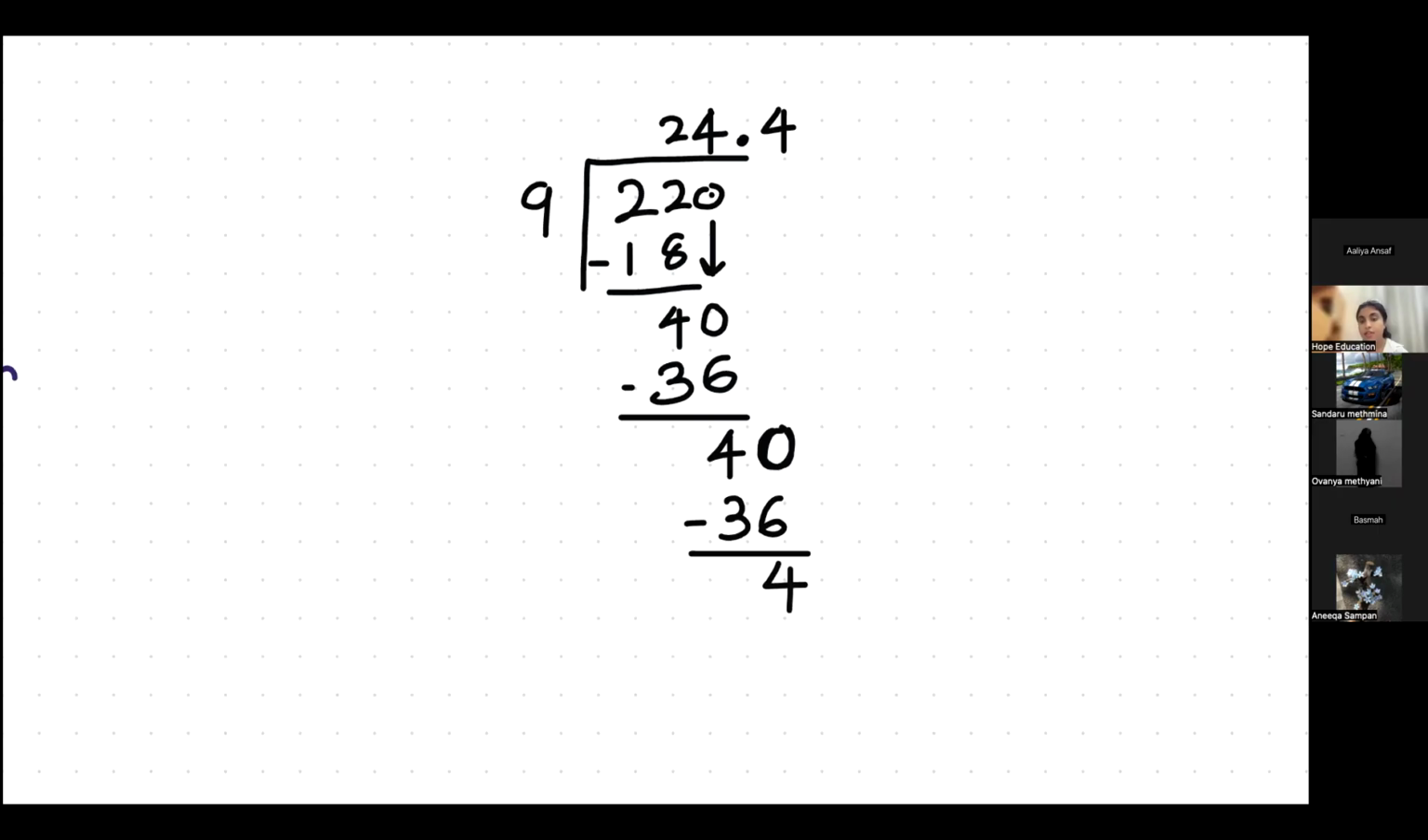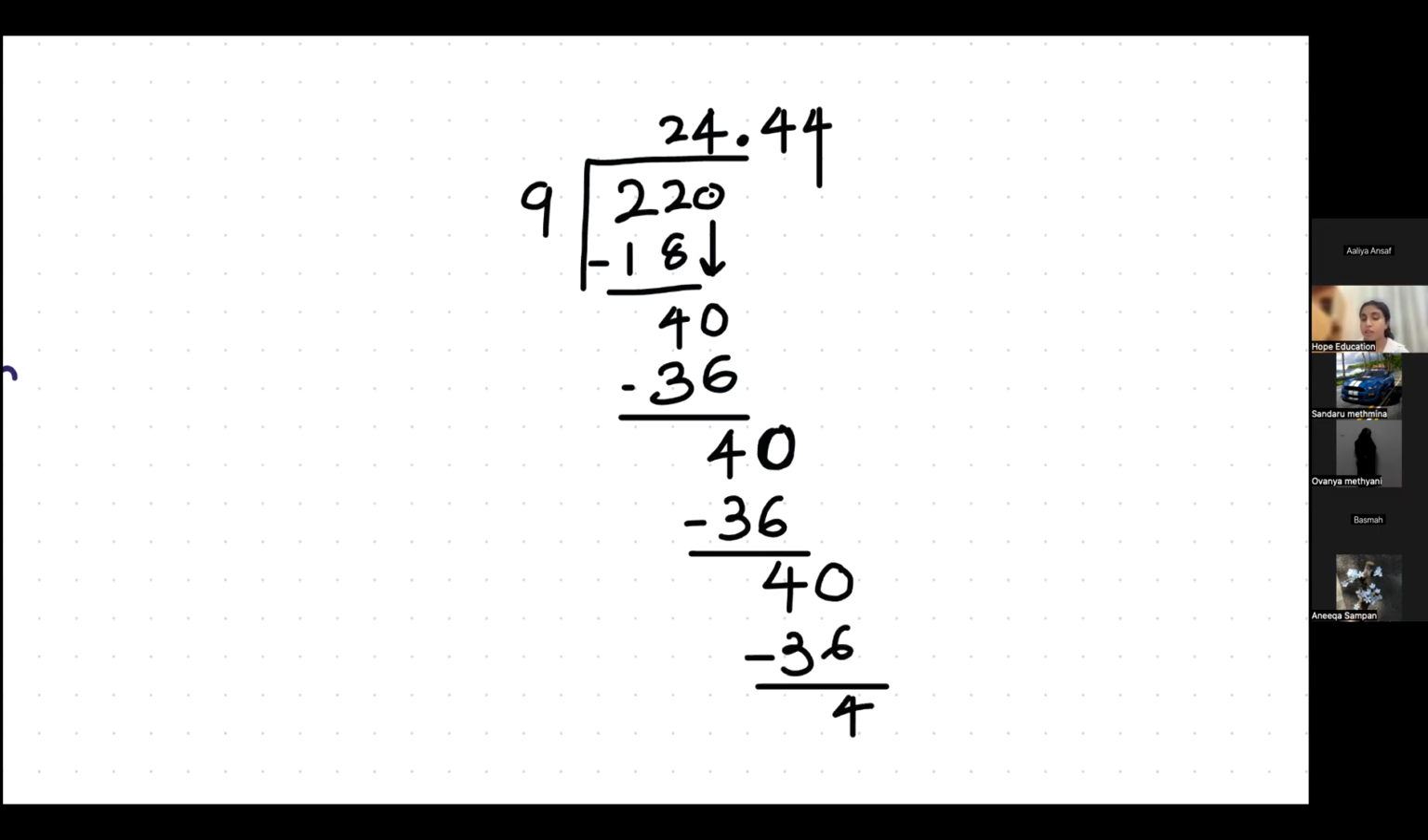And you can add another 0 if you want to. Just because you added another 0, you don't have to put a decimal point again. Even if you add another 0, you don't have to put a decimal point again because you have already put one. So again, 9 times 4 is 36. So you can keep adding, going and going.